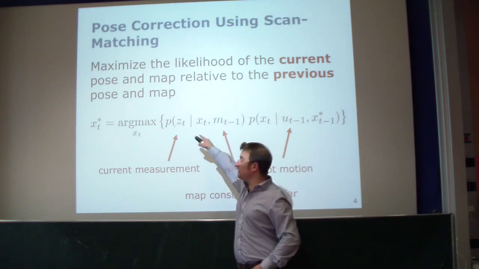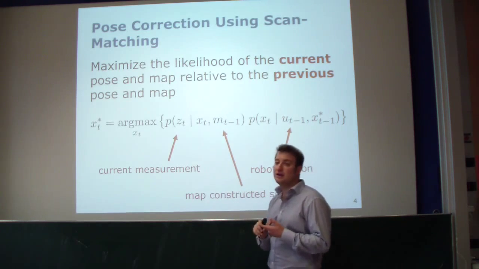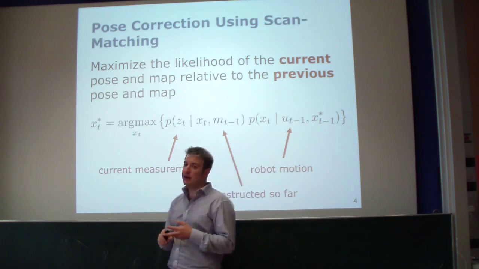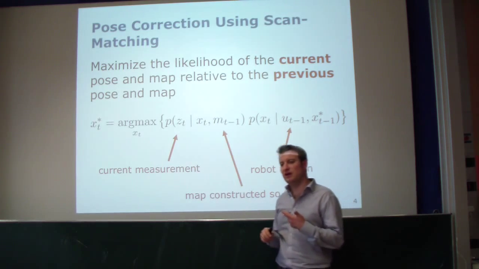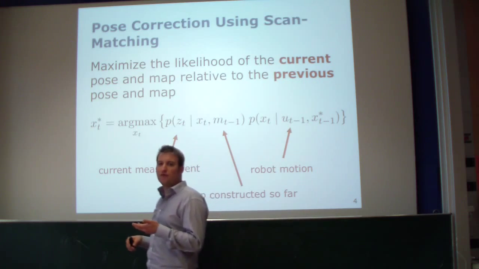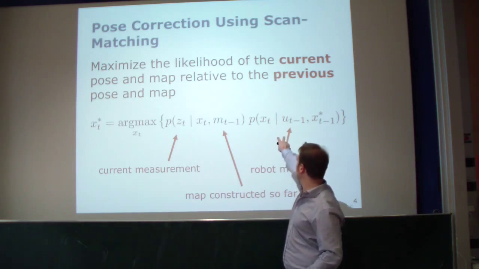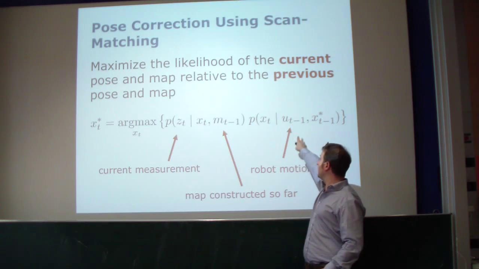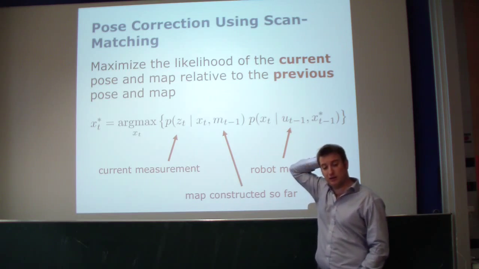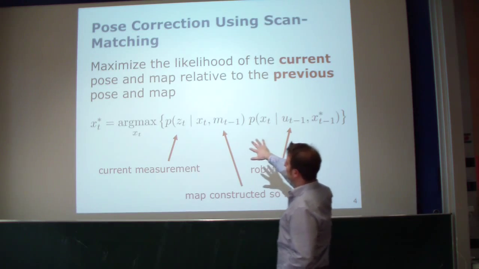So the first term over here is the observation likelihood: the likelihood of the observation given the pose x_t and the map. Here the map has a time index, which means it's the map we estimated so far. And times, this is the motion model. So where's the robot at the current point in time, where it was, we know where it was before, and the odometry information. So what is this approach doing?